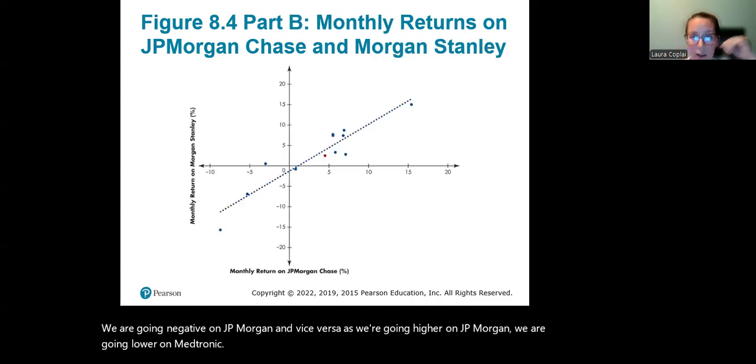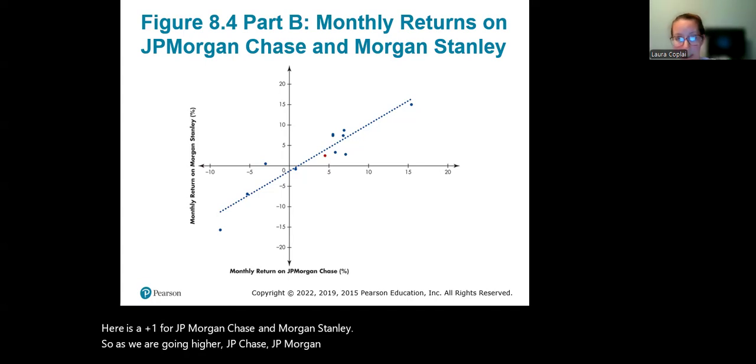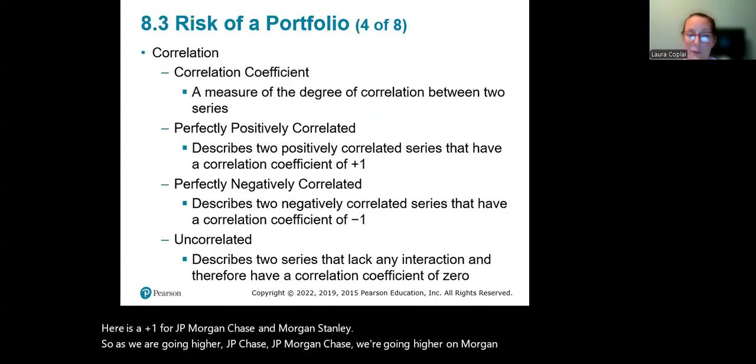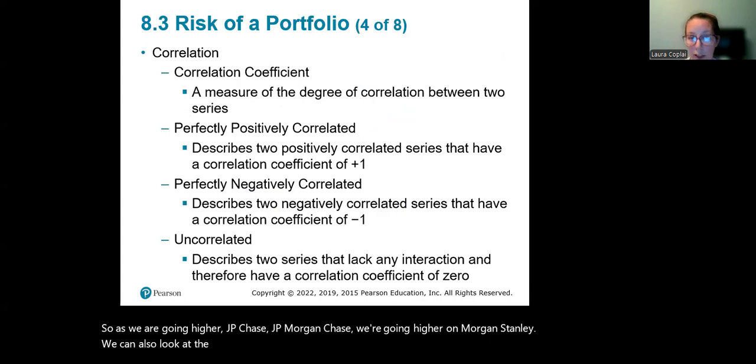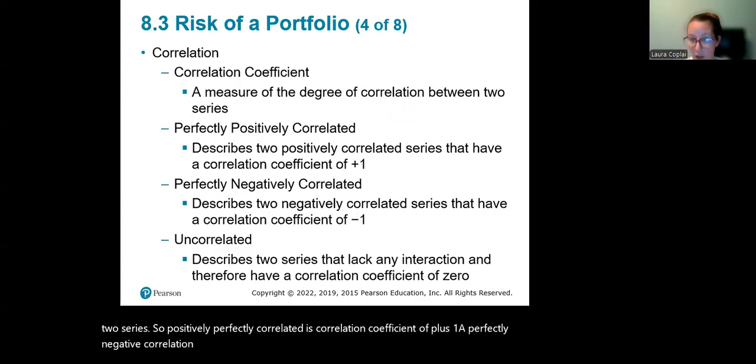Here is a positive one for JP Morgan Chase and Morgan Stanley. As we are going higher on JP Morgan Chase, we're going higher on Morgan Stanley. We can also look at the correlation coefficient. This is the degree of correlation between those two series. Perfectly positive correlation is a correlation coefficient of +1. A perfectly negative correlation is -1. Uncorrelated means that the correlation coefficient is 0. They don't have any interaction whatsoever.